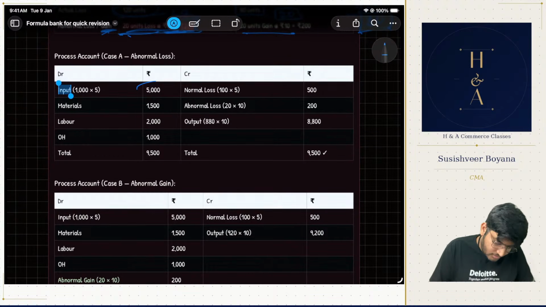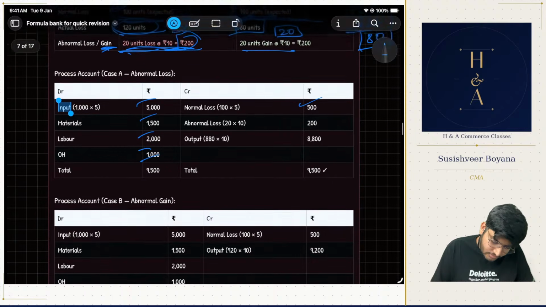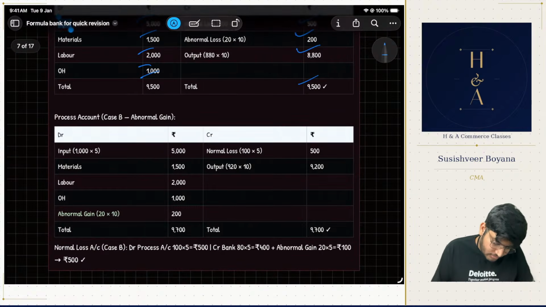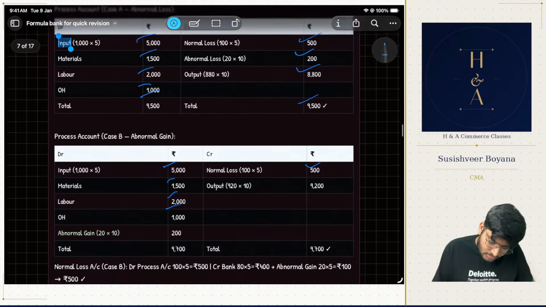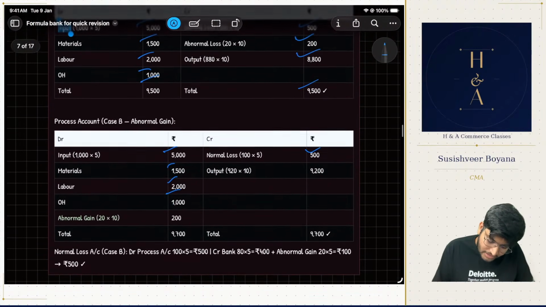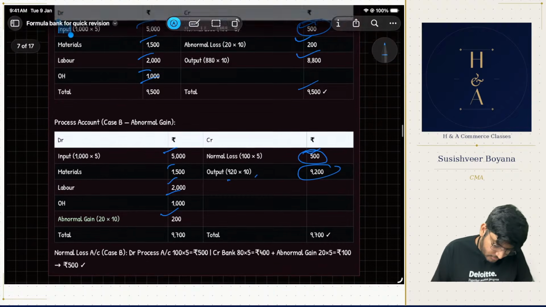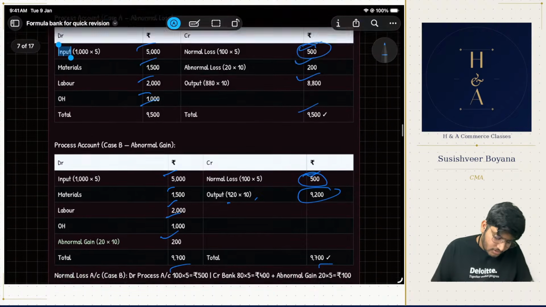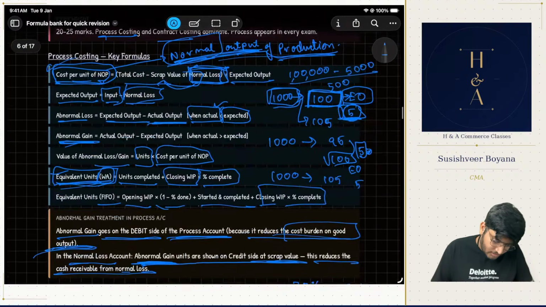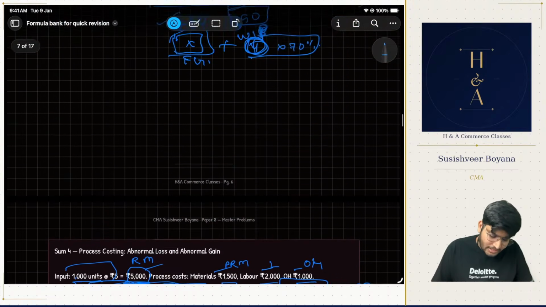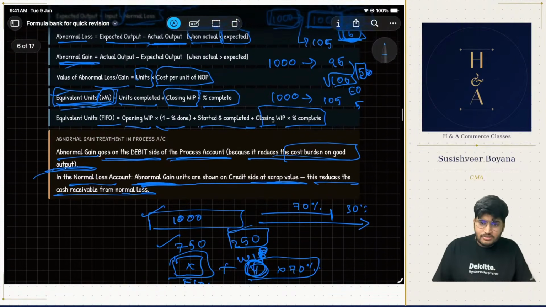Inputs, okay. Normal loss is 500. Abnormal loss is there. Output, the balance checks out. How about abnormal gain? Inputs are given, right? Normal loss of 500, it's still going to be the same. Sir, we are still considering normal loss of 500. Why is this considered? This is the scrap value. Output is valued at 10 and the gain is 200. 9,700, 9,700 valid. So this is what they're going to ask you. They're going to ask you to simply show a process account, for which you'll have to be very careful and thorough with normal and abnormal loss questions.